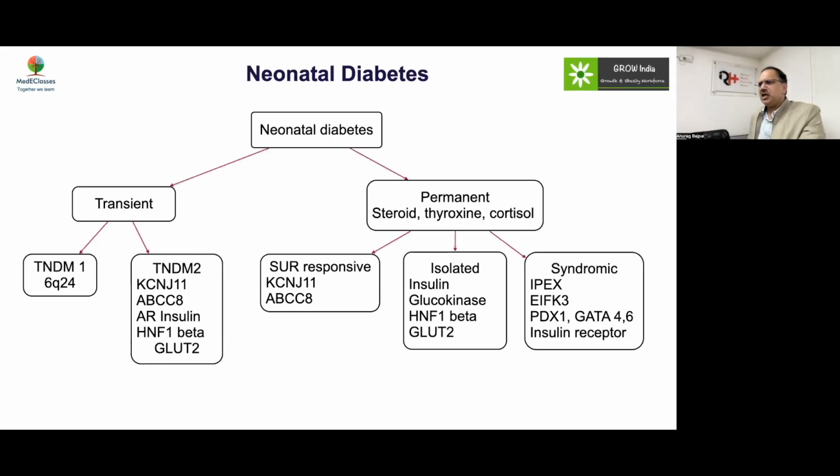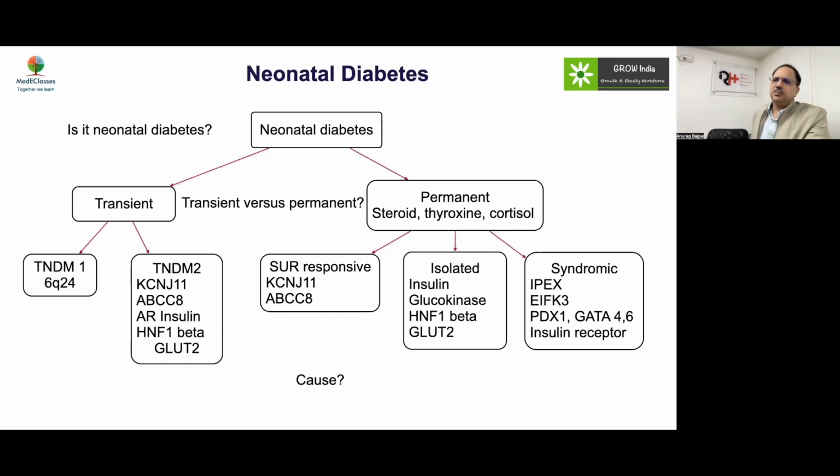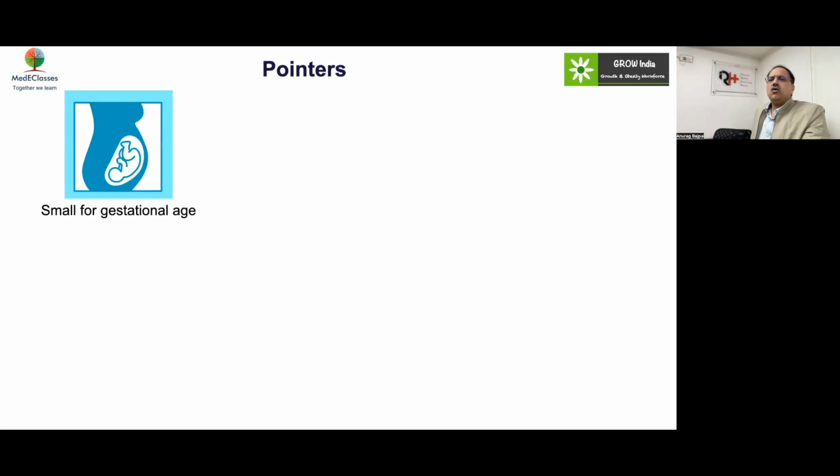Now the 3 key questions which you have to answer in a child with suspected neonatal diabetes are: is it really neonatal diabetes? Is it transient versus permanent? And what's the cause? This is important because a number of conditions will cause transient hyperglycemia, which may not be diabetes. So what will tell you that this is more likely to be an actual neonatal diabetes?